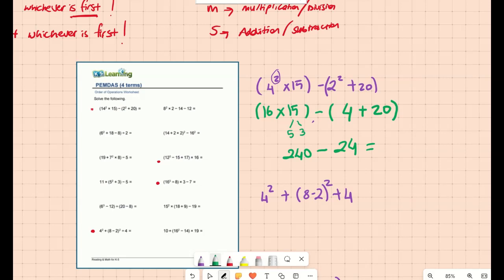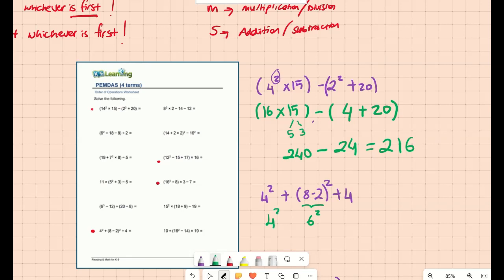Well, then that means I will do the subtraction. 240 minus 24 is 216. Okay? Then I am going to the next one. Again, I'm looking at it. The first thing I have to do is parentheses. 8 minus 2 is 6 to the power of 2.